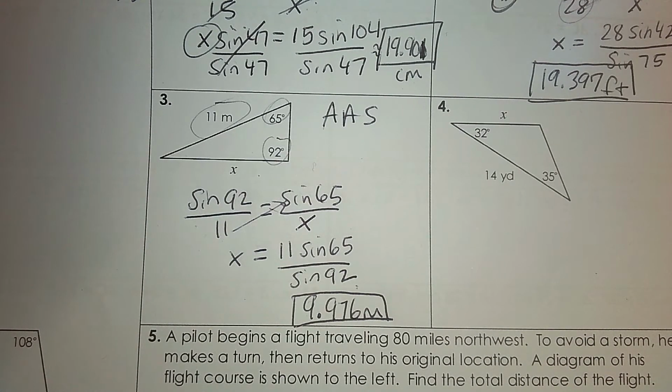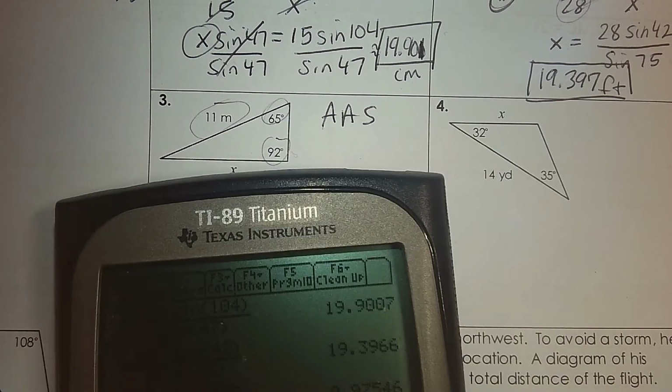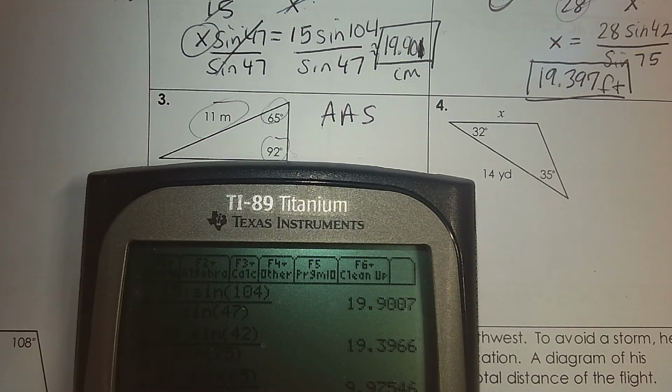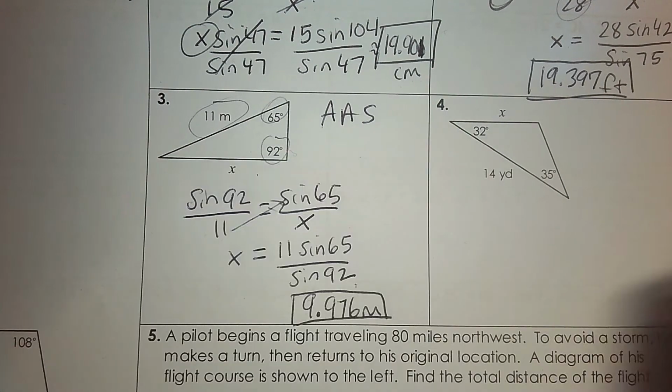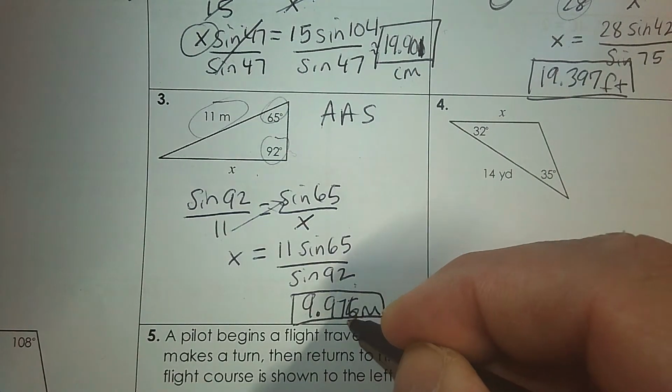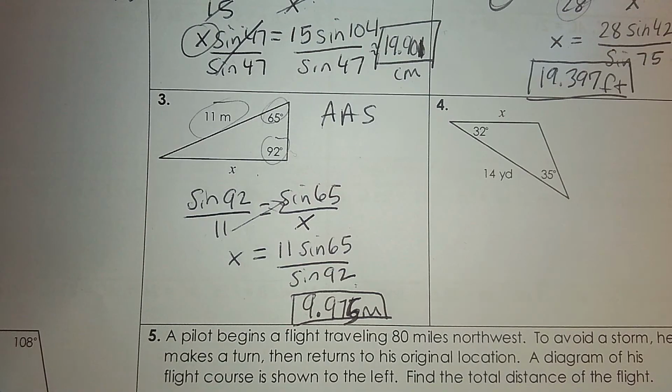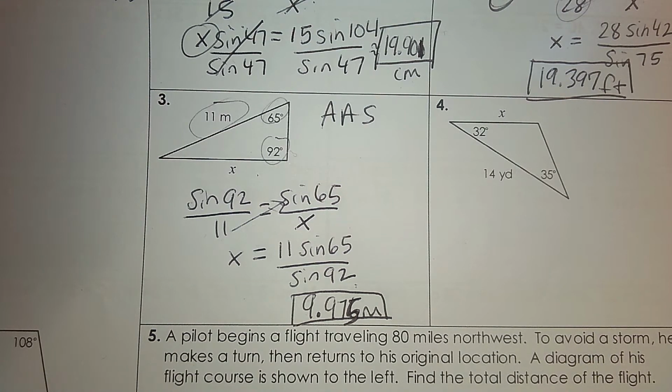All right, number 4. I want you to identify the type of triangle it is. Let me see your calculator. How is it 9.976? Did I round it wrongly? It should be 9.975, right? Let me do 5. Correct. I thought everything was wrong, just the last rounding part.